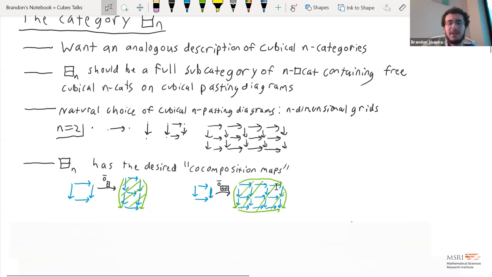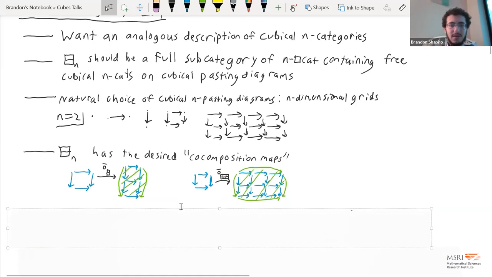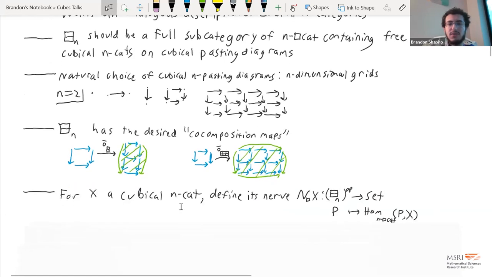And then again, for bigger grids, we get these co-composition maps that send this square to the composite square when we allow composites of those six squares in both directions. And again, you can define a nerve in this way that just maps any cubical N category to the cubical theta N set where the component at this pasting diagram is N functors from this cubical N category into the one we're considering, which I'll call X.